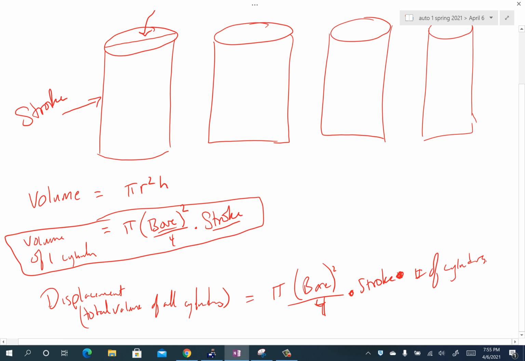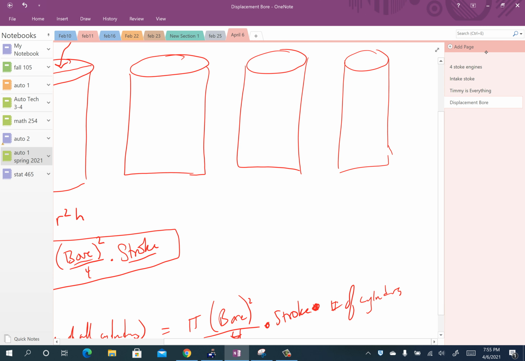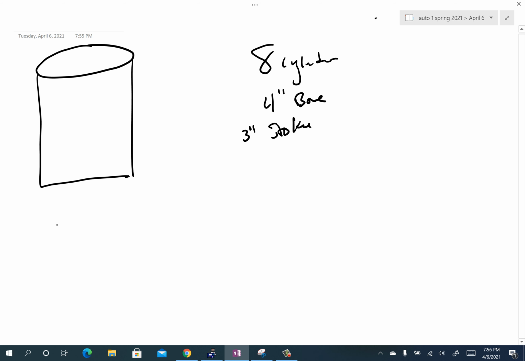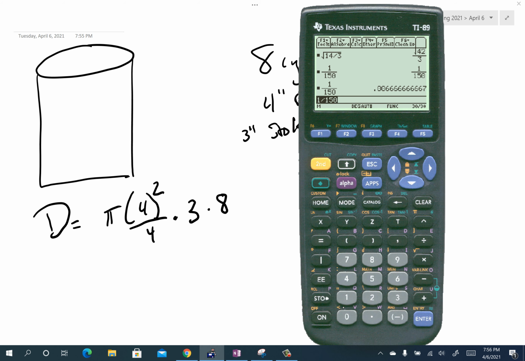Now, we'll start off with doing some in American. So in American, we use inches, of course. If you ran across an 8-cylinder engine with a bore of 4 inches and a stroke of 3 inches, what would the displacement be? It's a good question. So displacement would be equal to pi times 4 squared divided by 4 times 3 times 8. The answer is 301 point something.